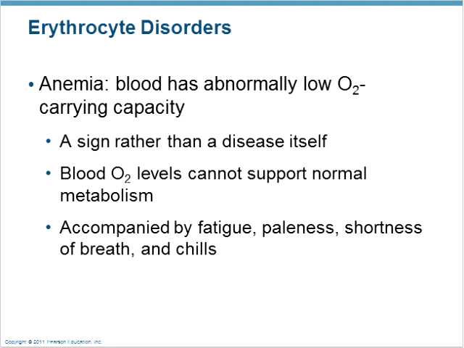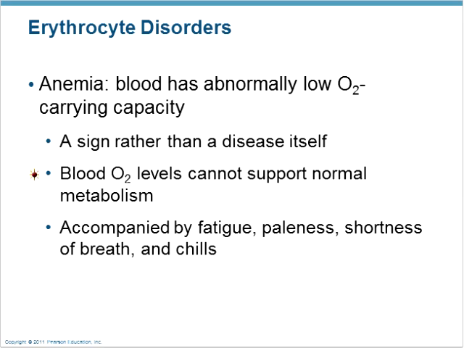We can have erythrocyte disorders where the erythrocytes aren't able to accomplish the function they're supposed to. We call those anemia. Anemia, by definition, is blood that has an abnormally low ability to carry oxygen. So anemia isn't defined as low red blood cells or low iron or whatever. It's the function of our oxygen carrying capacity. It's a sign rather than a disease. Anemia is not a disease. There's lots of things that cause anemia. It's a result of lots of diseases, but it's a sign, it's not a disease.